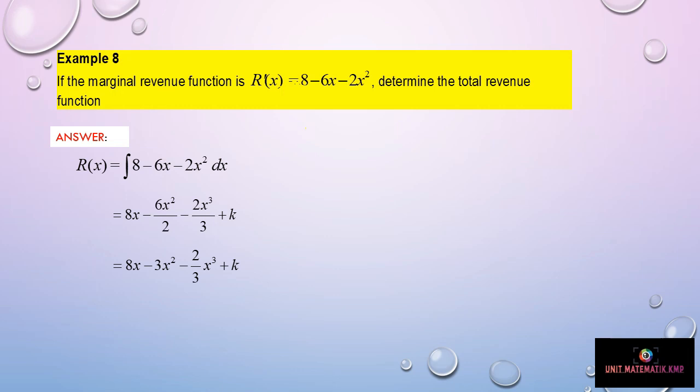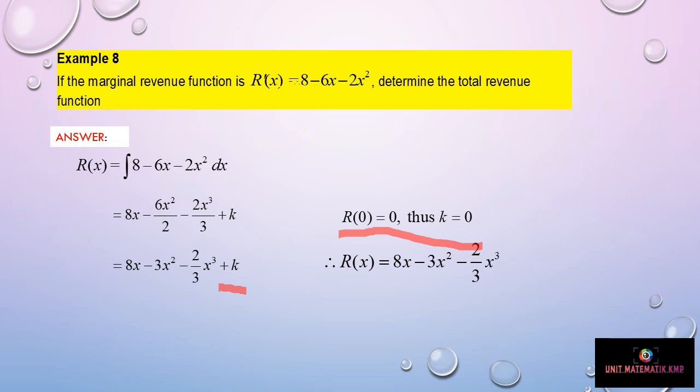Remember, when there are indefinite integrals, we must add plus k. Because R(0) equals 0, thus k equals 0. So, the answer is R(x) equals 8x minus 3x squared minus 2 over 3 x cubed.